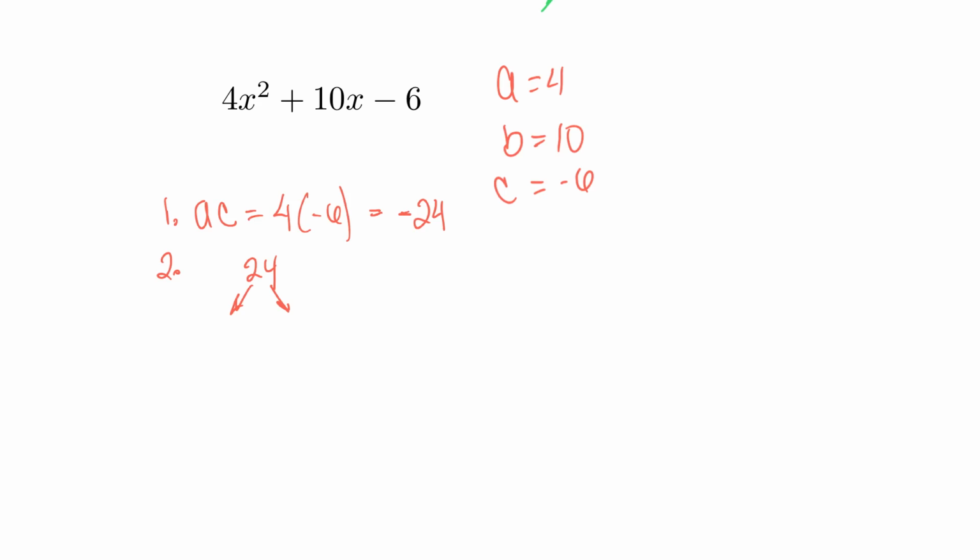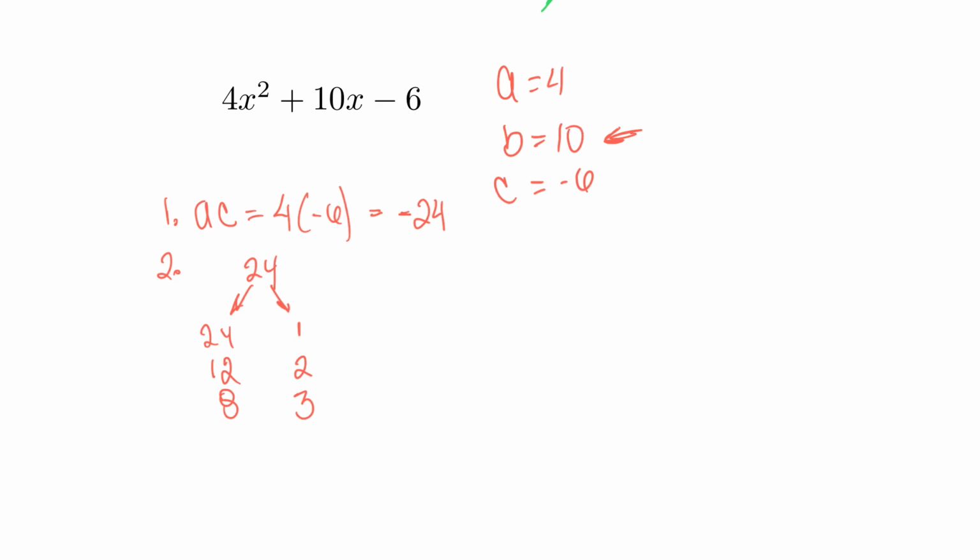So we start with 24 and 1, then we go to 2 and 12, then we go to 3 and 8, and keep going until we find two numbers that, when they are added to or subtracted from each other, give me the value of B. In this case, it will be 10. Okay, so I need a difference or an addition that gives me 10.